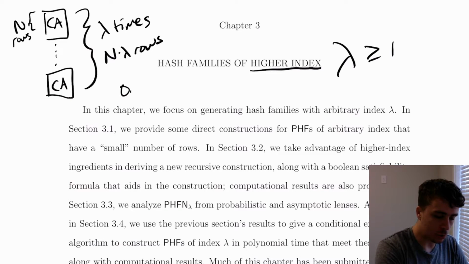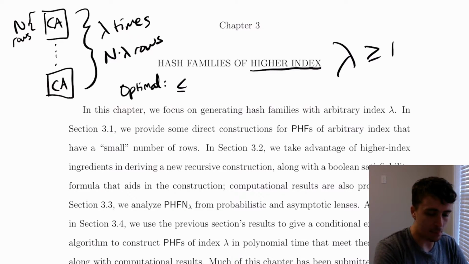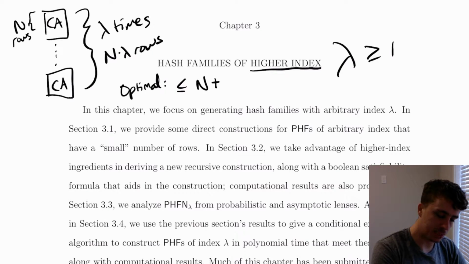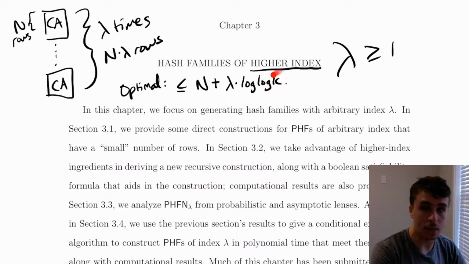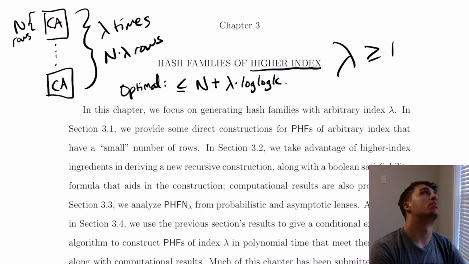But what we can show is that the optimal answer is at most, because it's not quite settled yet. What is it? It would be n plus lambda times log k, where k here is the number of columns. Okay, so is that right? I'm trying to remember if that was right.